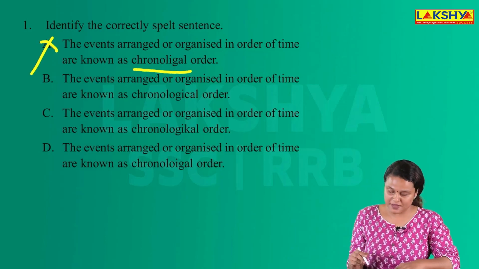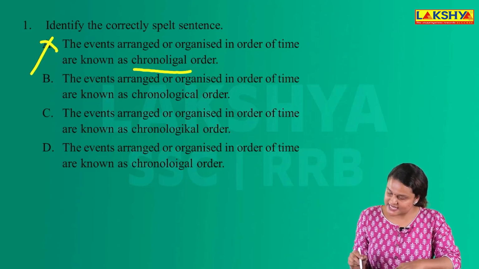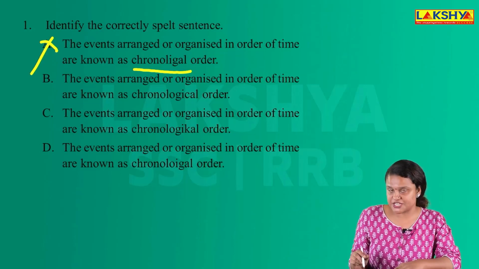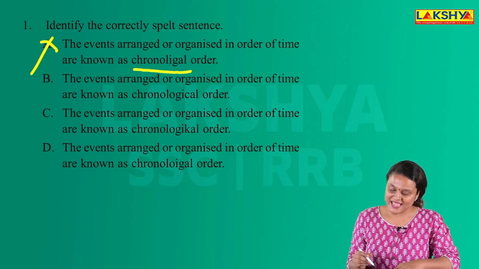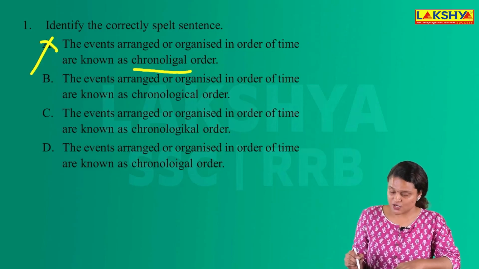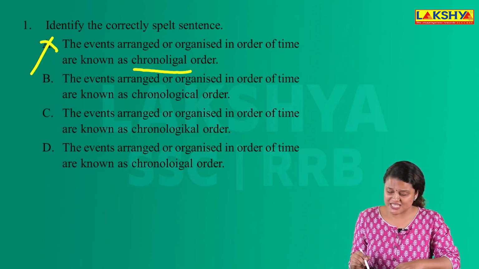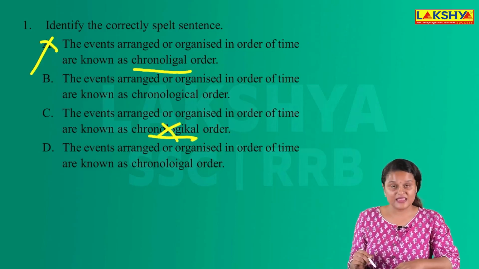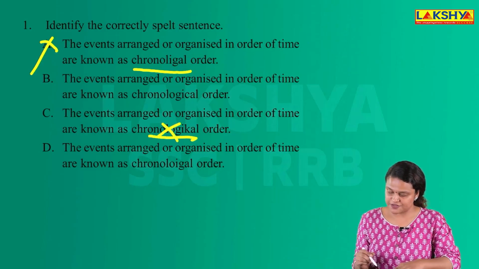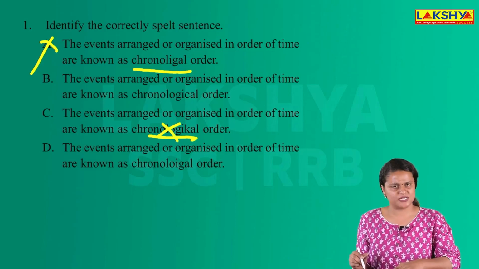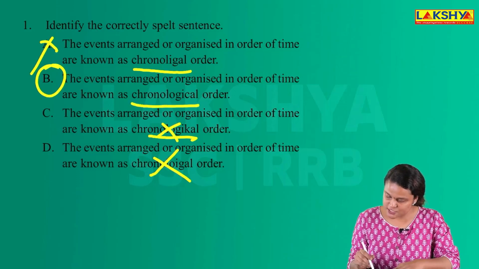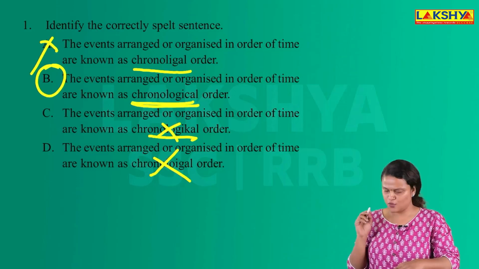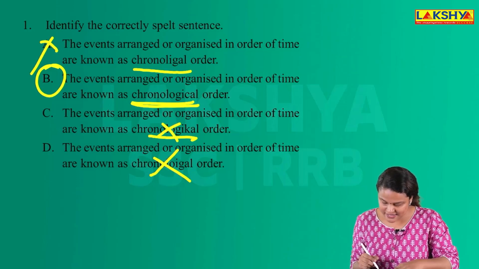Now if you look at option B, the events arranged or organized in order of time are known as chronological order. That seems right, right? So let's keep it there. Don't select it already. Option C has the events arranged in order of time known as chronological order, which is again the wrong spelling of chronology. And the last one is again wrong. So your final answer will be B, which has chronological spelled correctly. Are you able to understand this? Okay, now that was very simple. Now let's look at the next question.